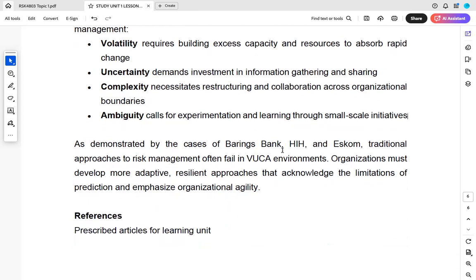So you see that if you just rely on traditional old-fashioned risk management approaches, we tend to get failures like the ones at Barings Bank, HIH, Enron, and Eskom. They often fail in VUCA environments where we've got volatility, uncertainty, complexity, ambiguity. So organizations need to be more adaptive, need to come up with more resilient approaches, and acknowledge the limitations of prediction and emphasize what we call organizational agility.